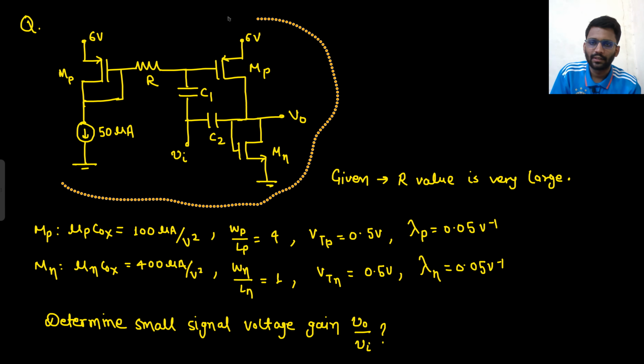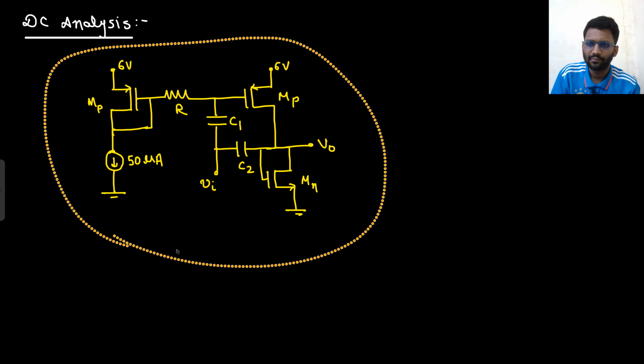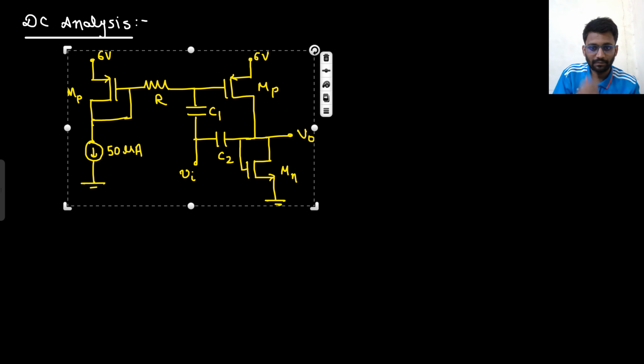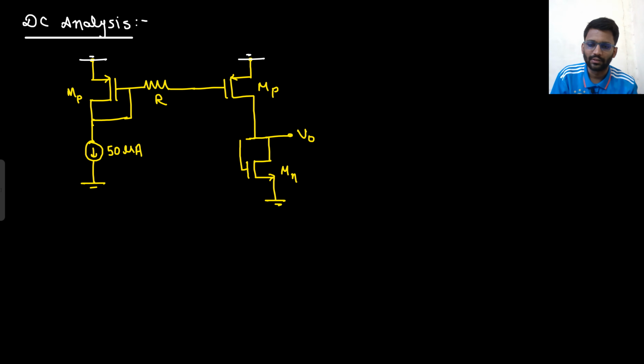So I will copy this circuit. The 6 volt will be gone. This will be grounded. This will also be grounded. And for DC analysis, this capacitor will be open circuited. This will be open circuited. This Vin will be gone. So this is your DC equivalent circuit.